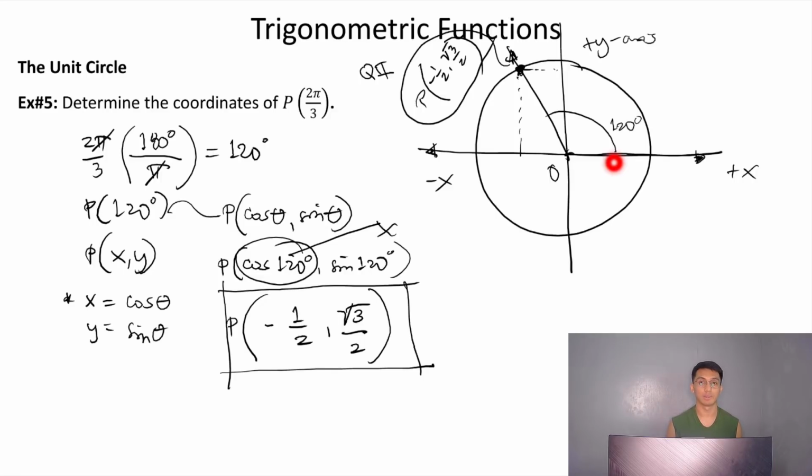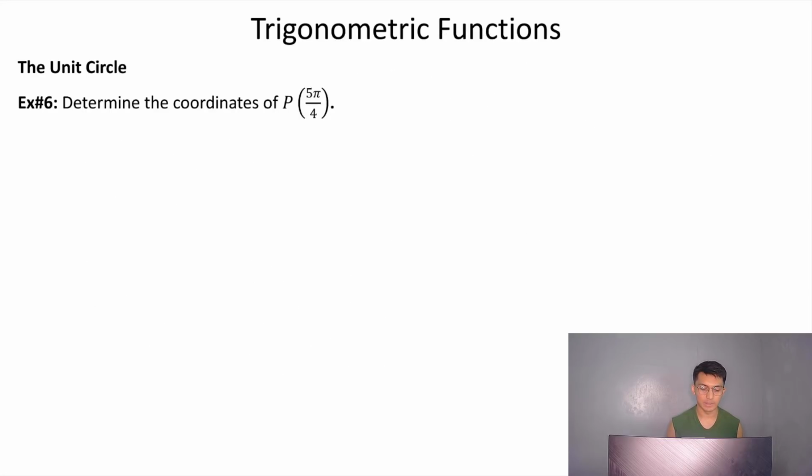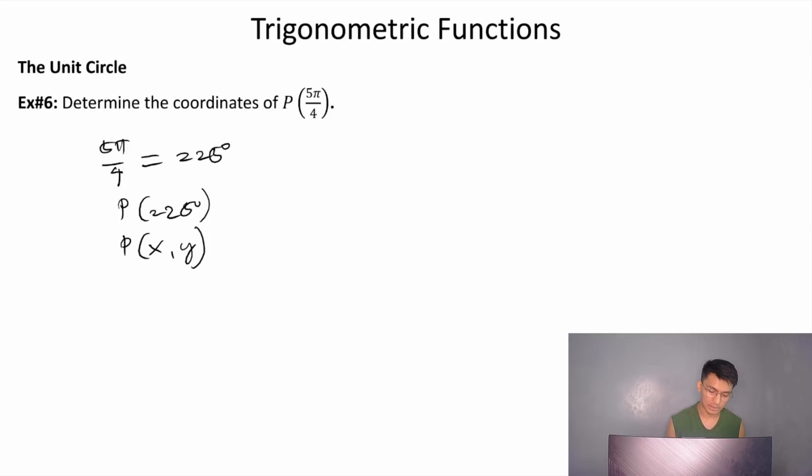And that's example number 5. Next, we have example number 6. Determine the coordinates again. This time, the angle 5 pi over 4. From the table kanina, 5 pi over 4 is equal to 225 degrees. Ang hinahanap sa atin is the coordinates of 225 degrees. Again, the coordinates is x and y. We have x and y. And x is the cosine of 225 degrees and y is the sine of 225 degrees.